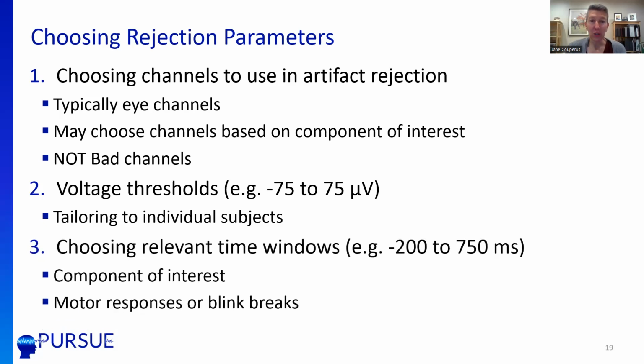And then finally, you want to choose a relevant time window. So are you interested in just when the stimulus was on the screen? Maybe you do something just in that short window. Maybe you're interested in the entire trial, or maybe you're just interested in the first 600 milliseconds of that trial because that's where the activity is that you're interested in. And so you want to think about that, and also things like motor responses and blink breaks. Do you want to have a window that kind of ends before that motor response, right? So those are all decisions you have to make before you actually do your experiment.